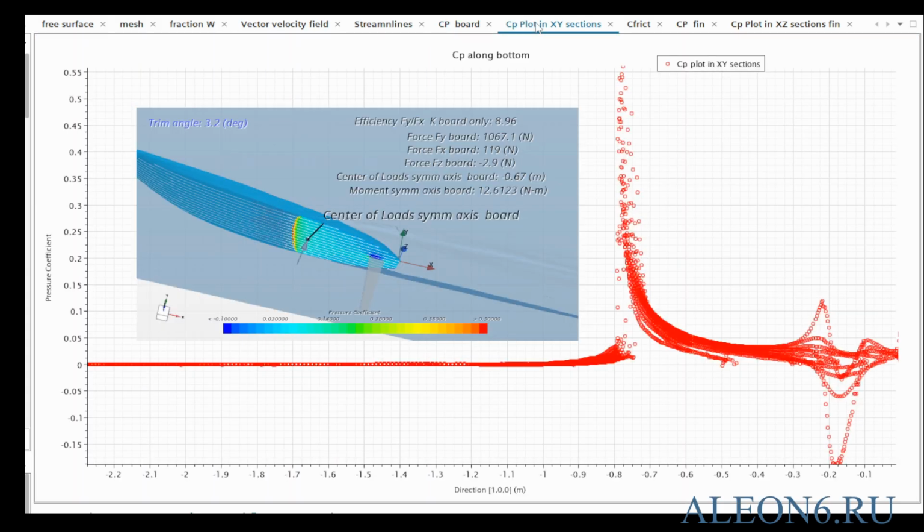If we calculate the excess pressure coefficient for the cross-sections along the board axis, which is slightly rotated relative to the x-axis at trim and drift angles, then we obtain the following pressure distribution. The board's drag force is quite high.